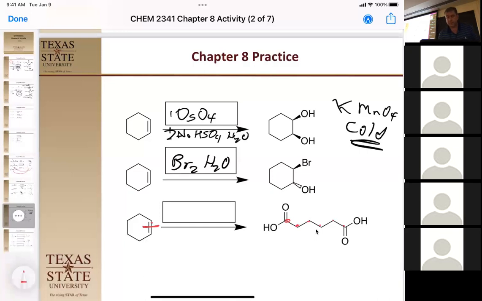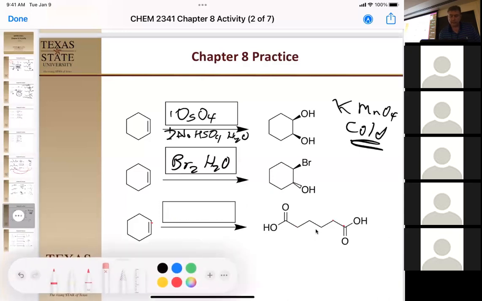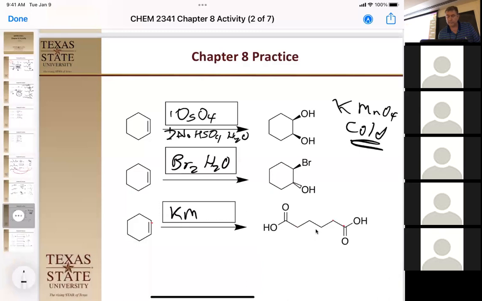So I think this is potassium permanganate with base, hot. Okay, see how, by looking at the change, you can see what the reagents are for the system. All right, let's do one more test on that.